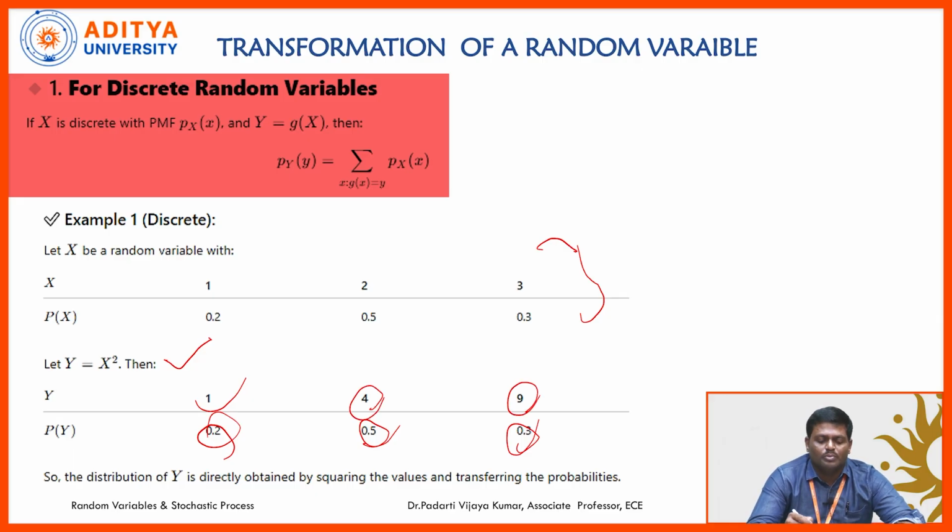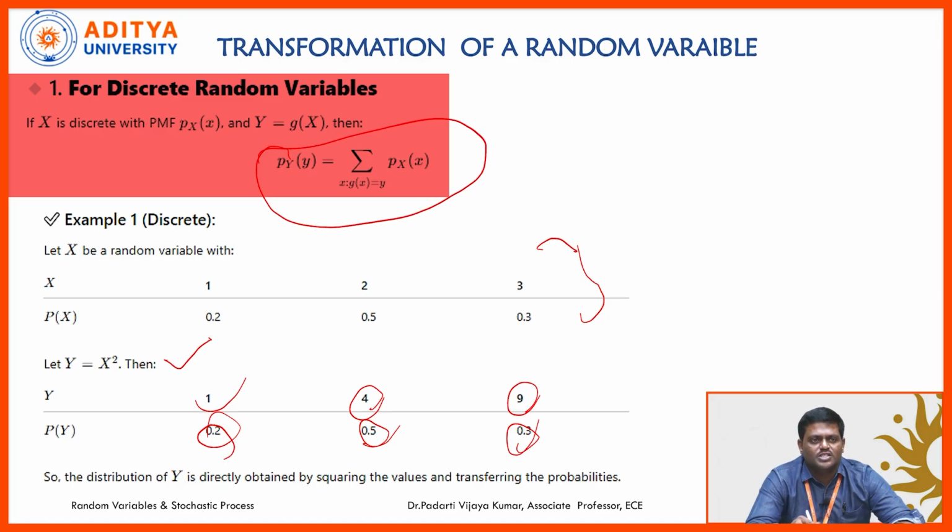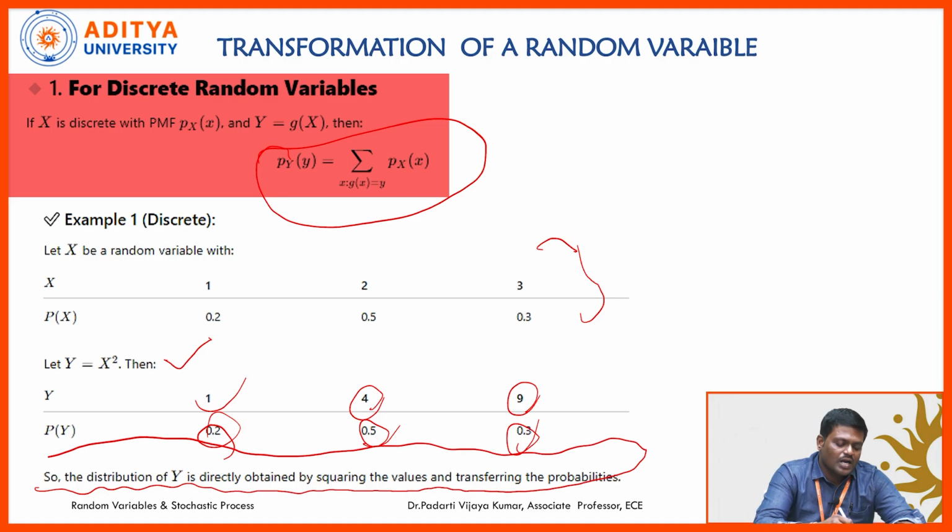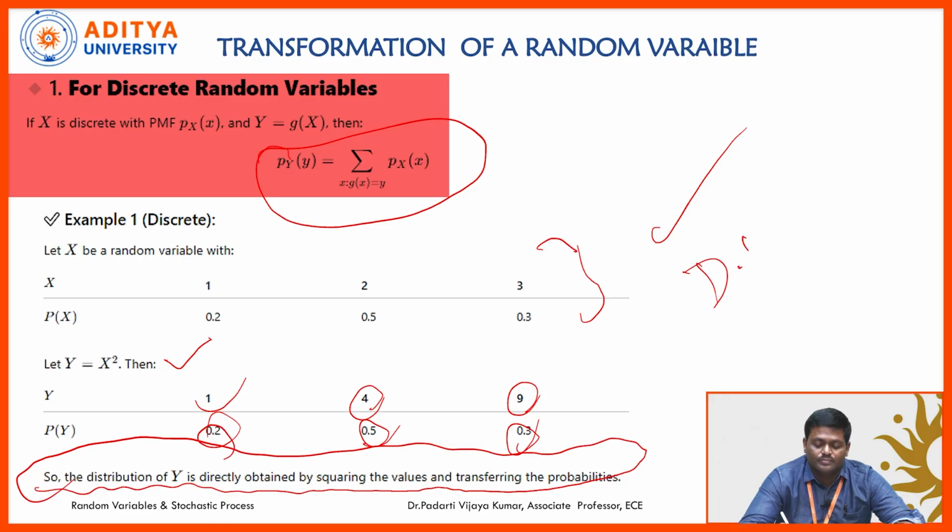Now, we can compute the probability distribution and density function. Here you can clearly see the distribution of y is directly obtained by squaring the values and transferring the probabilities. So, this is how we apply it for a discrete random variable.